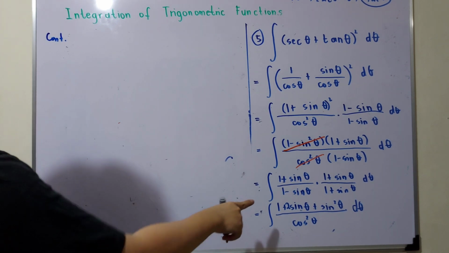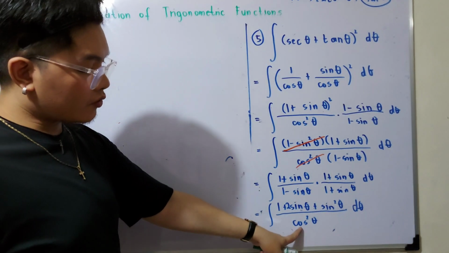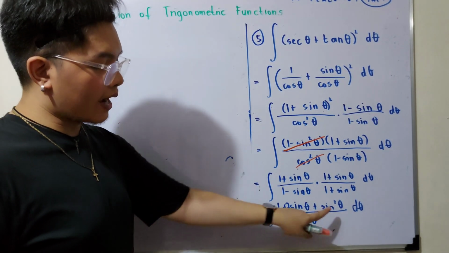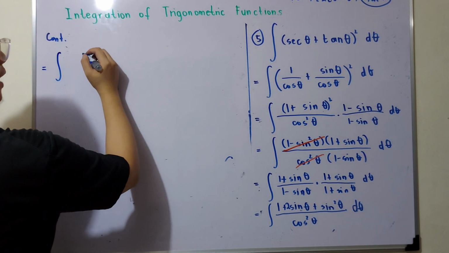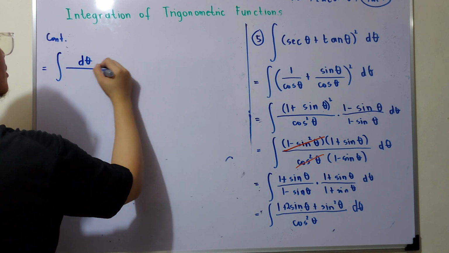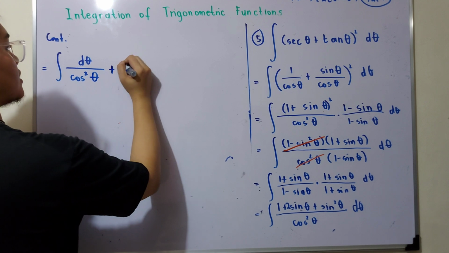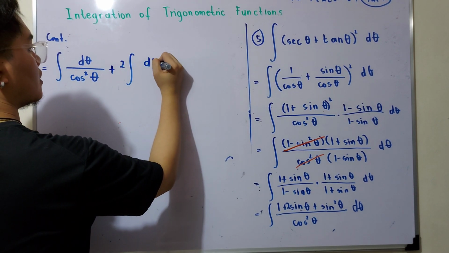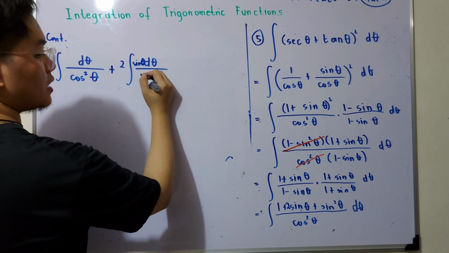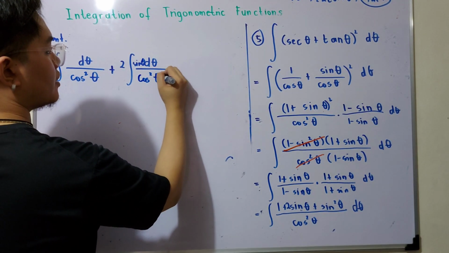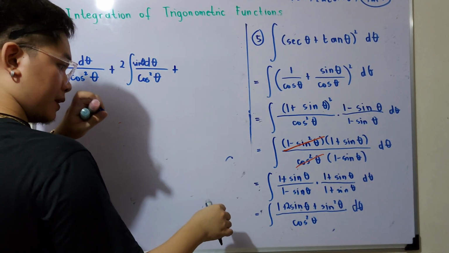So since trinomial yung nasa itaas, tapos isang term lang yung denominator, pwede natin i-distribute yung mga yan. Okay, so for the first term, we have d theta over cosine squared plus 2 times the integral of d theta sine theta over cosine squared plus sine squared over cosine squared.